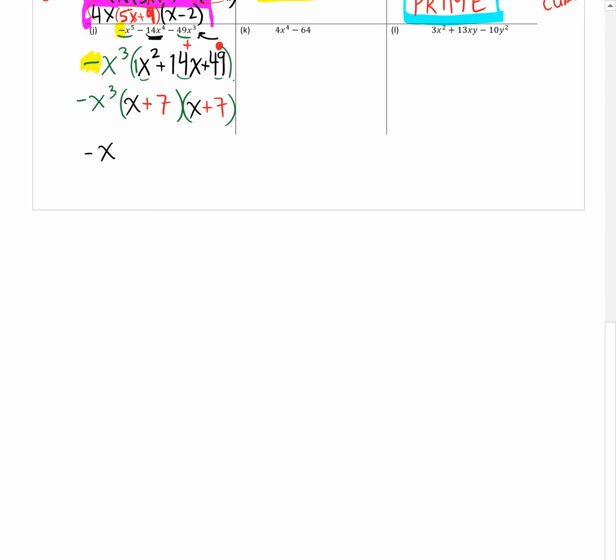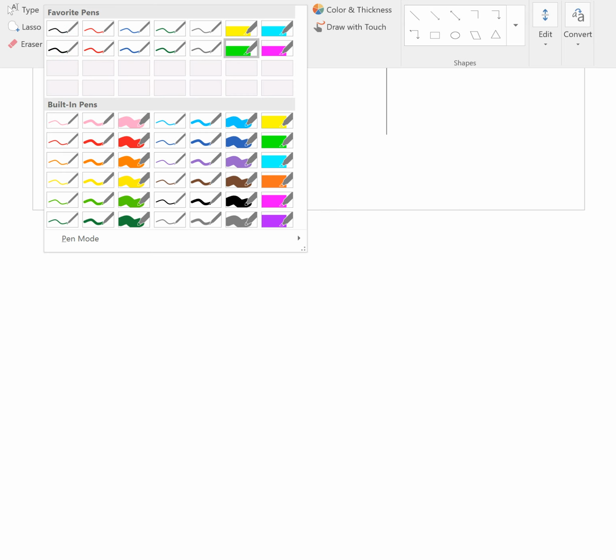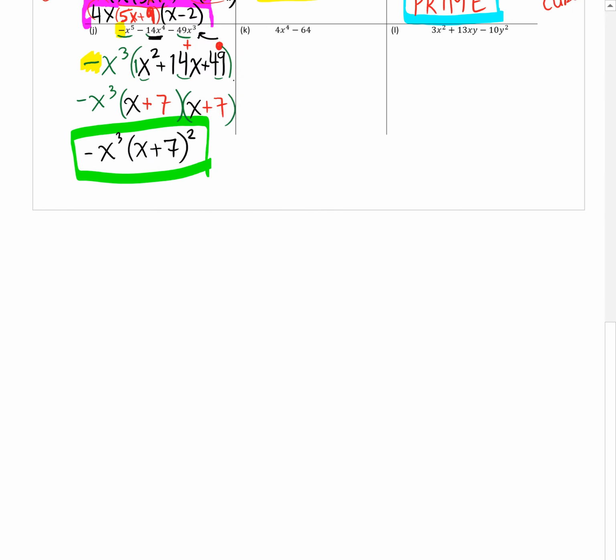Since I noticed that two of the factors are the same, x plus 7, I'm going to write that as x plus 7 squared, just to finish it off and make it look nice. It does look a lot cleaner when you write it like that, rather than two separate factors. That was kind of a difficult one, or it looked difficult, but it wasn't that bad once we started it. How about part K?